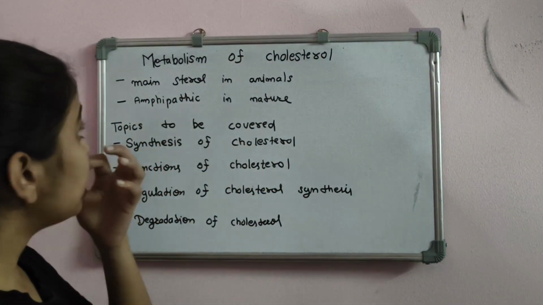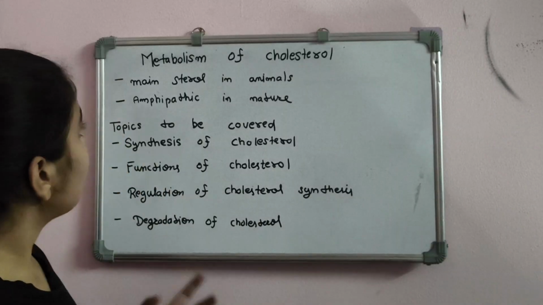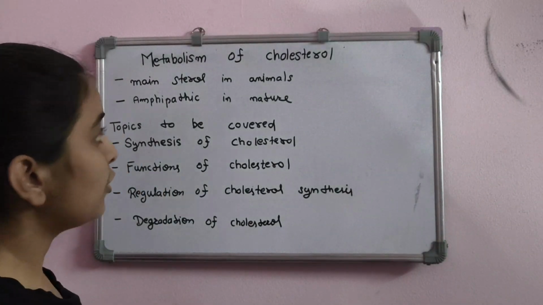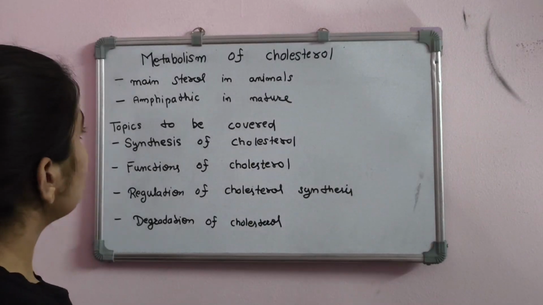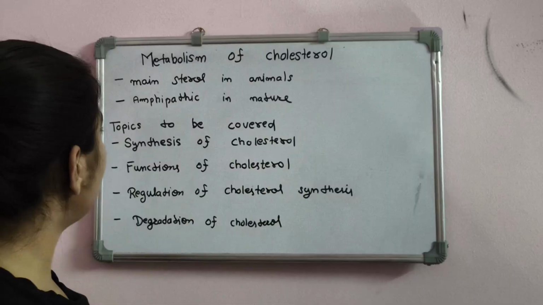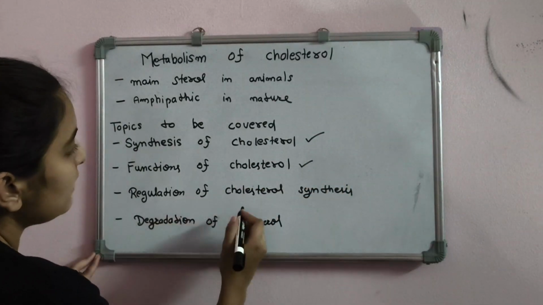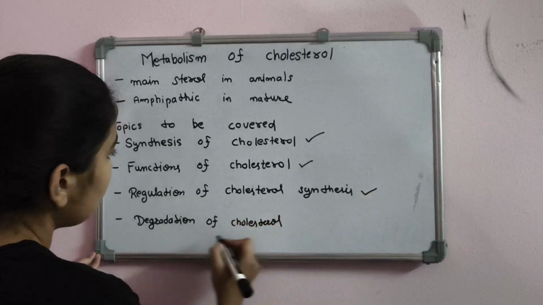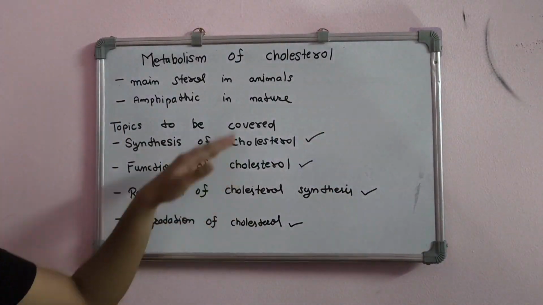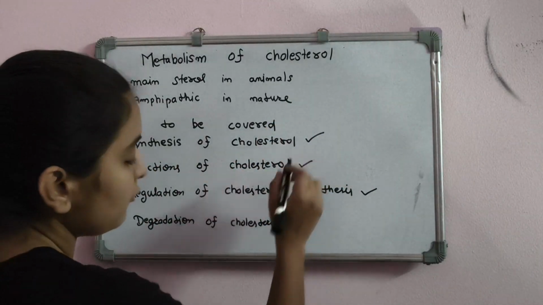So, metabolism of cholesterol. Cholesterol is the main sterol in animals and it is amphipathic in nature, meaning it is polar as well as non-polar. It contributes to both structures. The topics I will cover under metabolism of cholesterol are synthesis of cholesterol, functions of cholesterol, regulation of cholesterol synthesis, and degradation of cholesterol. These are the four main subheadings. Let's first begin with the synthesis of cholesterol.